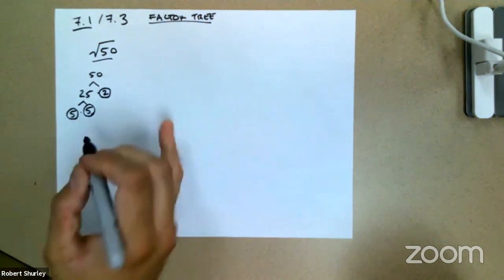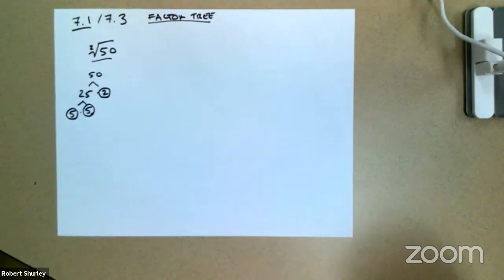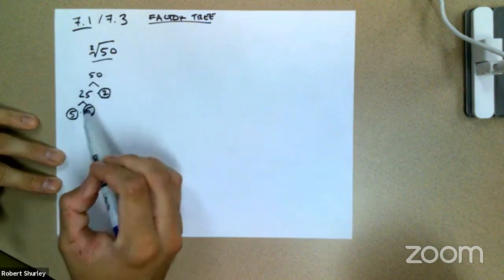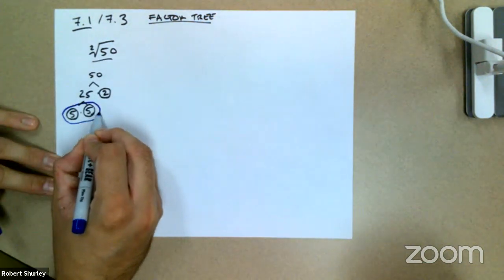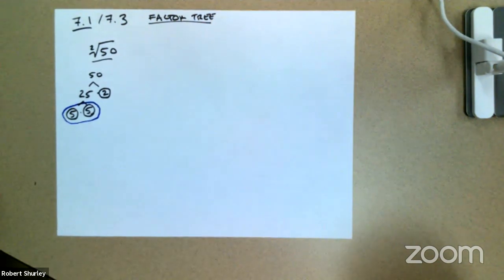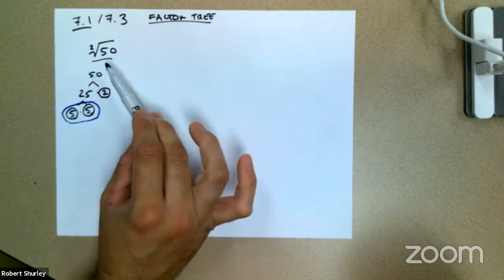Now I have to know what root I have. I've got a square root here, so I'm looking for pairs. Underneath this radicand, I'm looking for pairs of factors because it's a square root. And notice 50 is 5 times 5 times 2. Hey, there's a pair of 5s there. So what that means is those 5s can leave the radical.